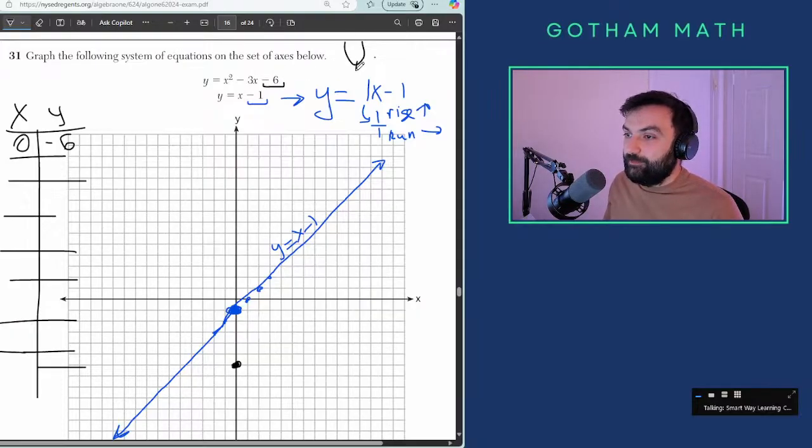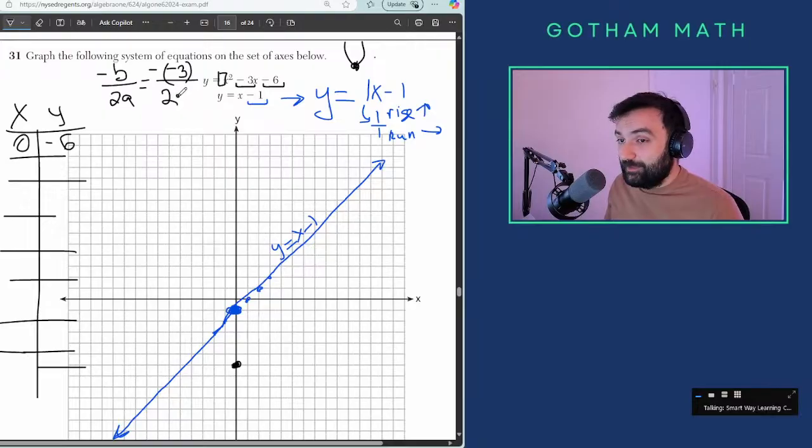The vertex of the parabola is this thing. How do we get the vertex? We get the vertex by doing negative b over 2a. And in this case, b will be negative 3. So it's minus negative 3 over 2. And a is the number in front of the x squared, which, if it's nothing, is 1. So we get negative negative 3, so positive 3, over 2, which is 1.5.